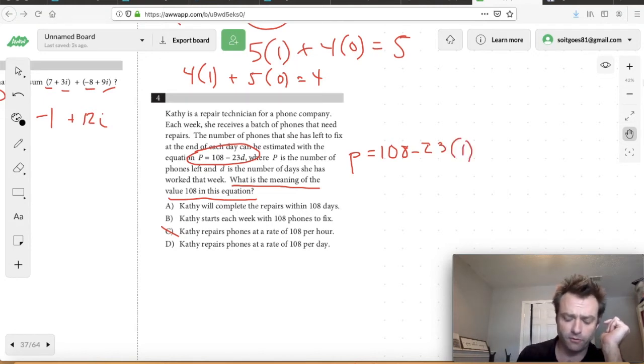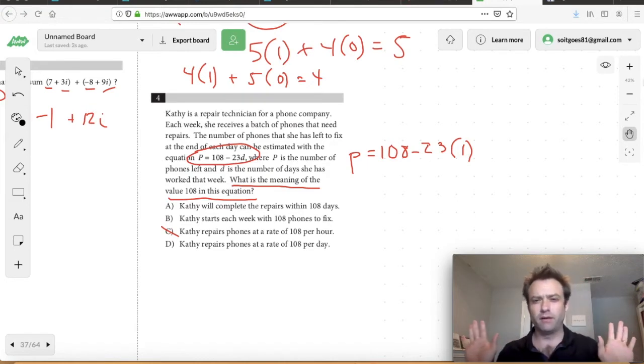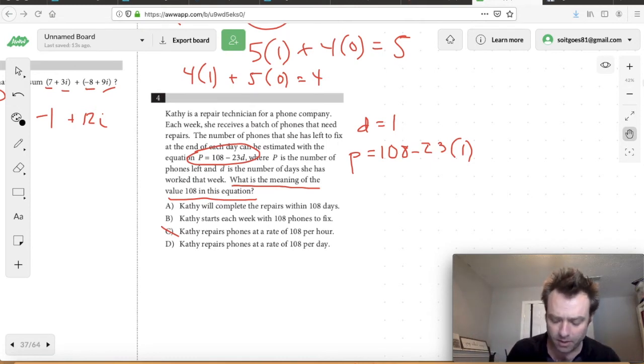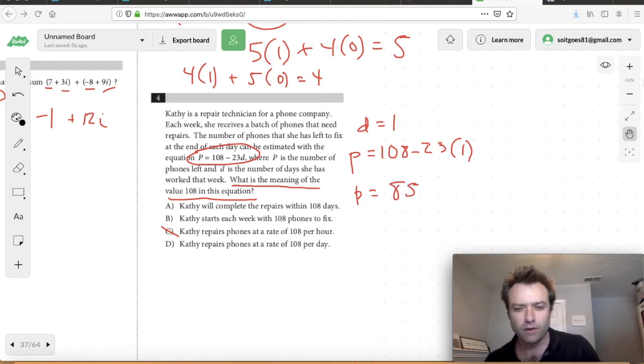And think about this for just a minute. We're not just making D equal 1, right? We're going to find out how many phones she has left after 1 day of work, right? That's what this means here. D equals 1. She's worked 1 day. How many phones does she have left? So we plug that in and we get P equals 108 minus 23, which is going to be 85. So she has 85 phones left to fix after 1 day.